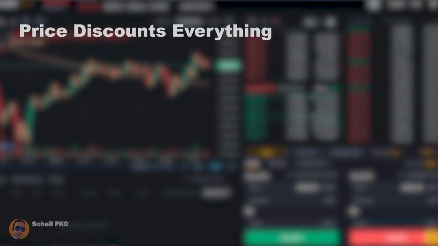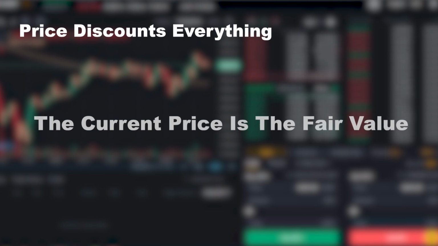The first one, price discounts everything. Technical analysts believe that the current price is the fair value because all the information is already reflected in the price, so it should be the basis for their analysis.